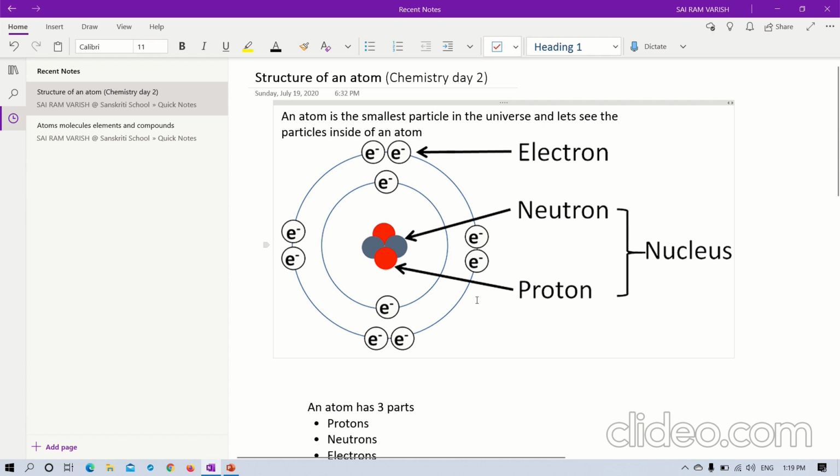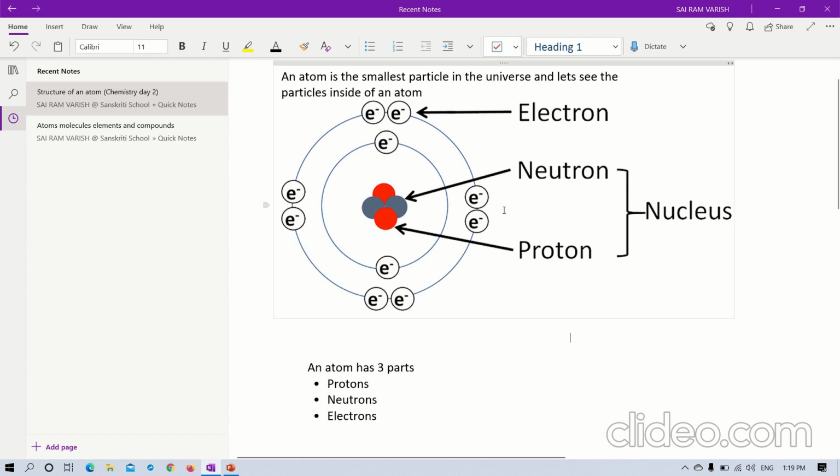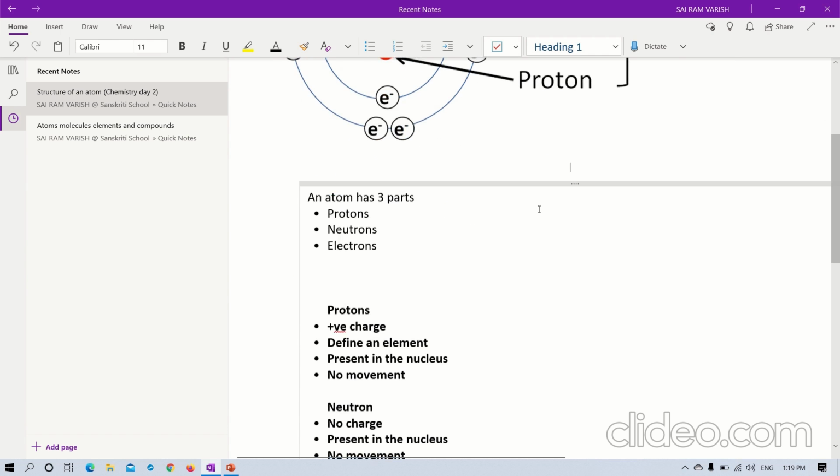So, in today's video, let us dive deep into the structure of an atom. As we know, an atom is the smallest particle which makes up the matter in the universe. It has a very interesting structure inside it. As you can see in this picture, you can see the neutrons and the protons, which are present in the nucleus, and the electrons. From this picture, we get to know that an atom has three parts: protons, neutrons, and electrons.